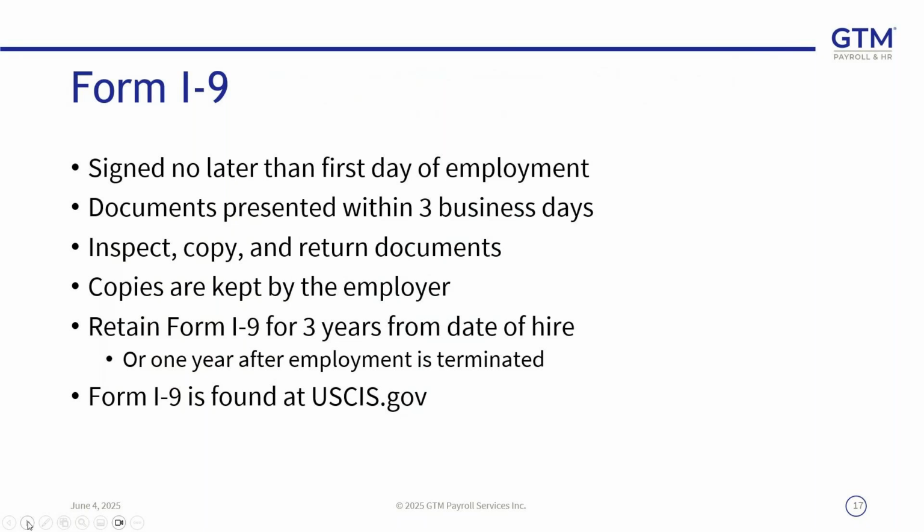Copies of these documents are kept in the employee's personnel file with their I-9 form, and they are not returned to any government agency. Employers must retain the I-9 form for either 3 years after the date of hire or for 1 year after employment is terminated, whichever date is later. The I-9 form can be completed electronically to help reduce errors as well, and it's available on the U.S. Citizenship and Immigration Services website at uscis.gov.